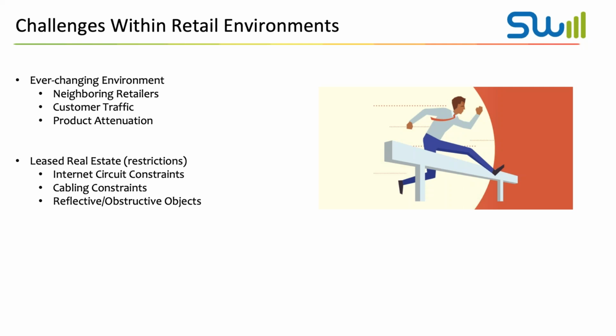And then also with some of those locations, you do have reflective and obstructive material, such as some of the HVAC stuff and pipes that we mentioned. Those can definitely get in the way of your Wi-Fi signal. You've got to work around those, and it's not like you can just move those at will.